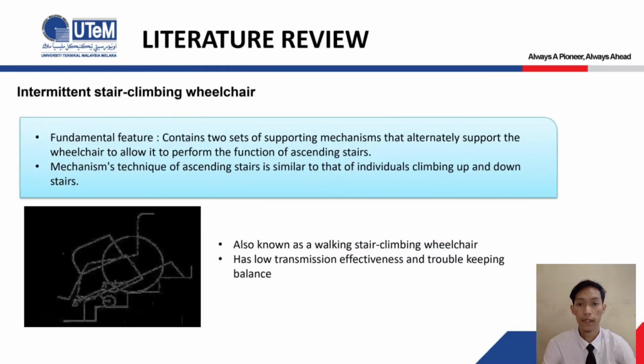The second category of stair climbing wheelchair is the intermittent stair climbing wheelchair. For its fundamental feature, it contains 2 sets of supporting mechanisms that alternately support the wheelchair to allow it to perform the function of ascending stairs. The technique of ascending stairs is similar to an individual climbing up and down stairs. It is also known as a walking stair climbing wheelchair, but it has low transmission effectiveness and trouble keeping balance.